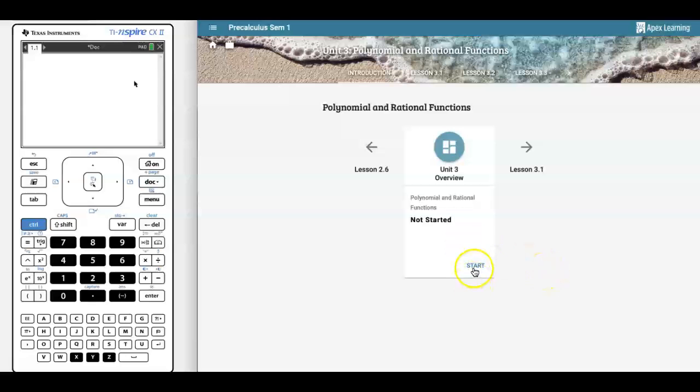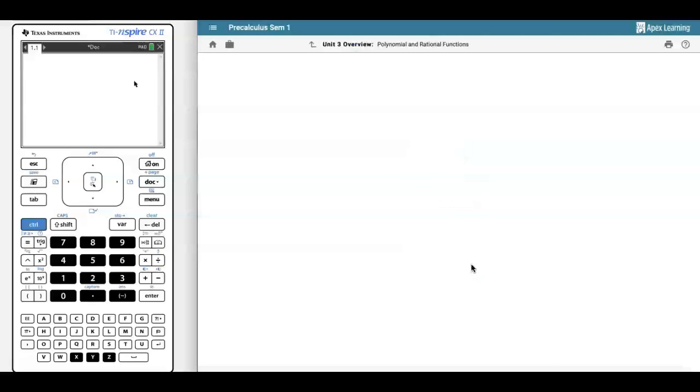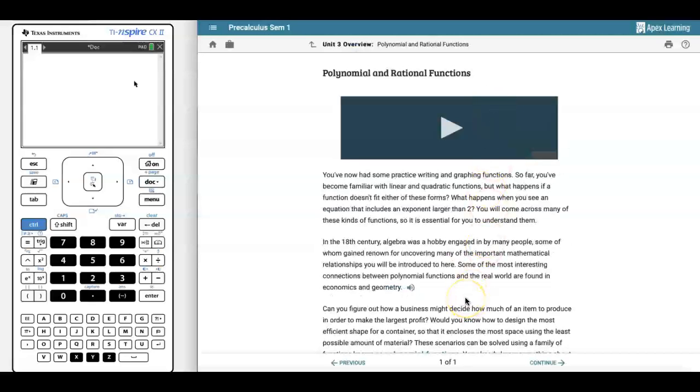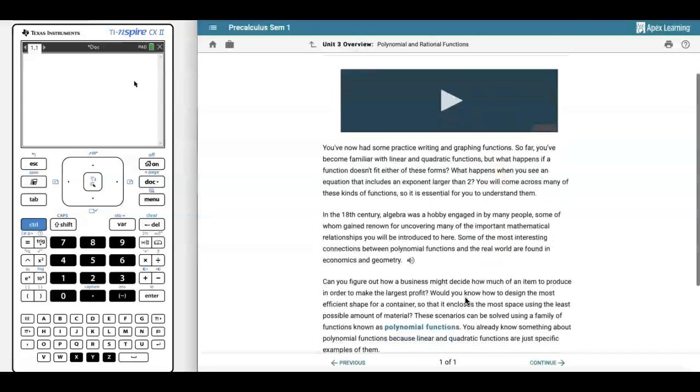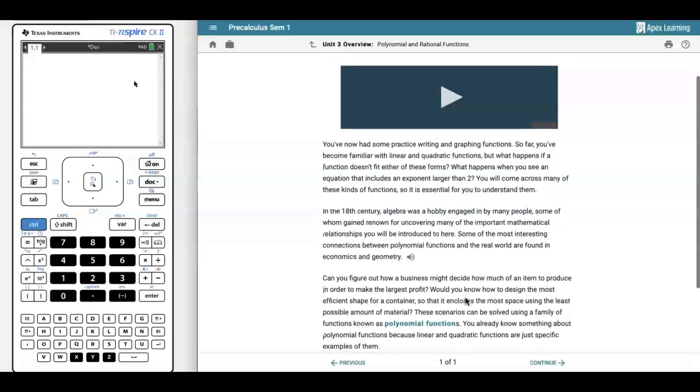So if we're looking at the overview for Unit 3 here, just real quickly, you should have some practice with writing and graphing functions, all right? We've done a lot with linear and quadratics up to this point, but what happens when you come across an exponent that's larger than 2? So if we get something that's higher than just x squared, the question becomes what happens? And that's what this unit's going to deal with.